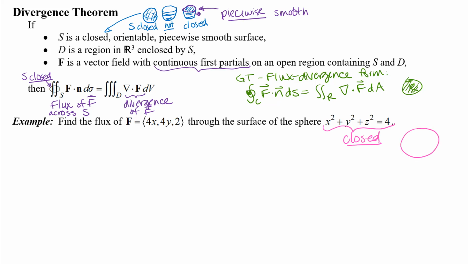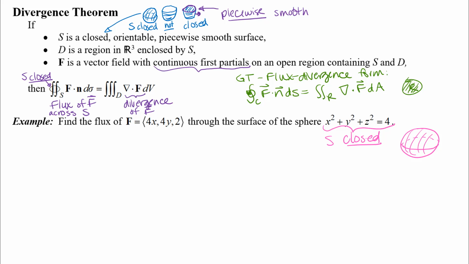That's the big deal condition that you often have to check about whether you can use divergence theorem. Your surface needs to be closed. So I do have the entire sphere here, sphere of radius 2, centered at the origin. And I need to find the flux of F across the surface of that sphere.